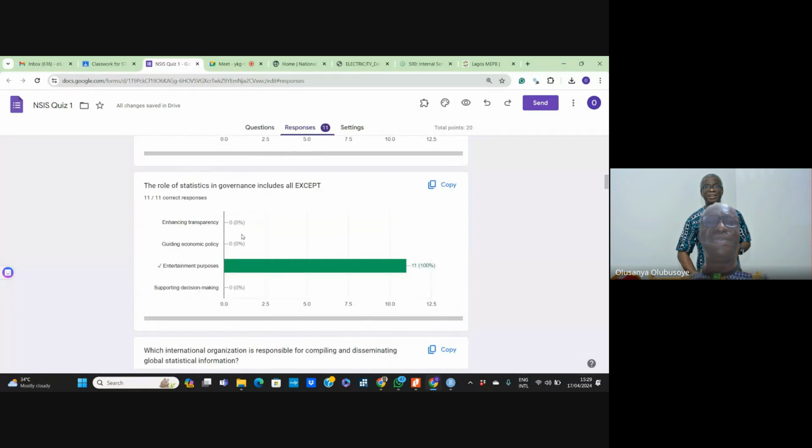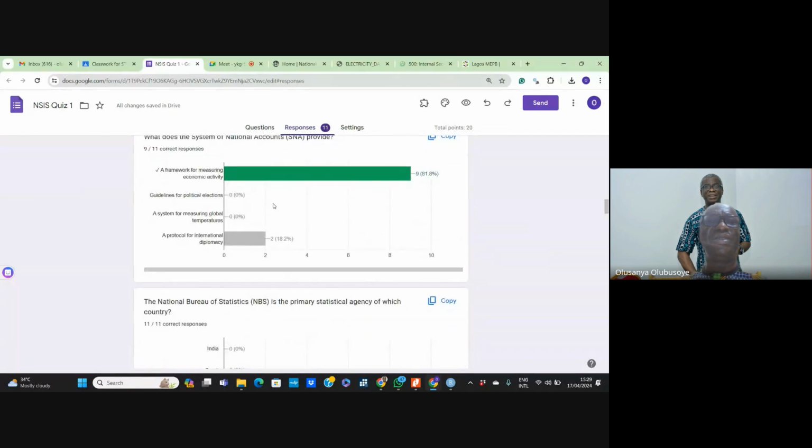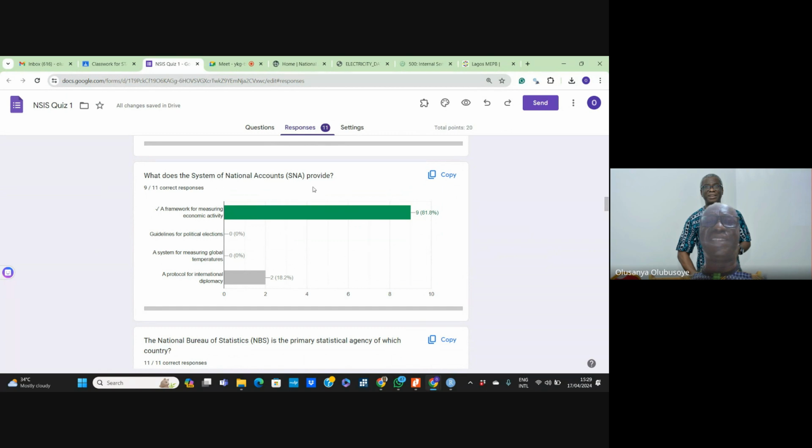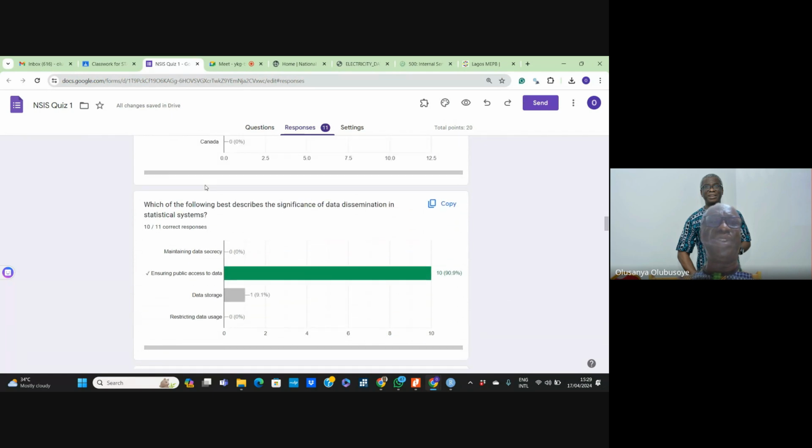The same thing for the role of statistics in governance. Everybody got this. This one, what does the system of national accounts provide? Yeah, that's the framework for measuring economic activity. It's not a protocol for international diplomacy. One person also missed this out of 11. Which of the following best describes the significance of data dissemination in statistical systems? Is to ensure public access to data. And I emphasize that. Very, very important.